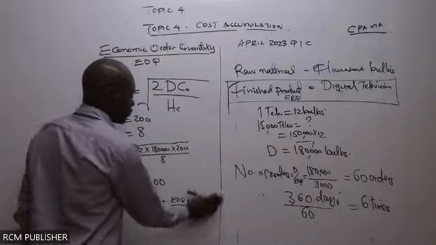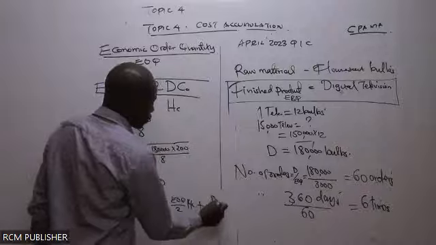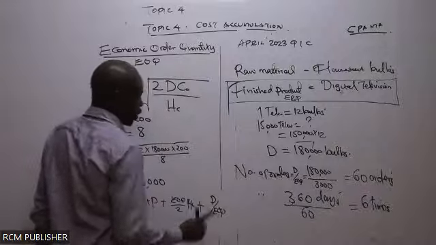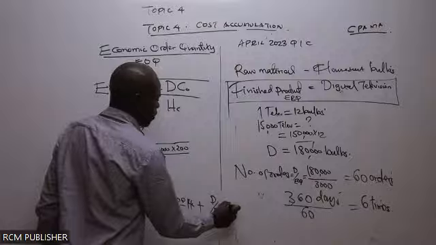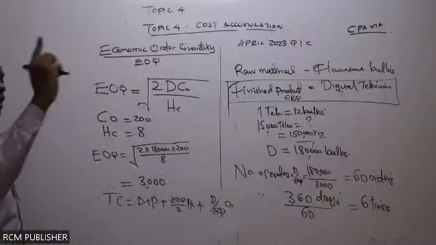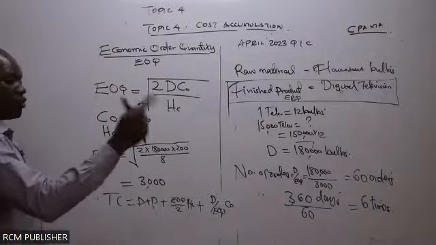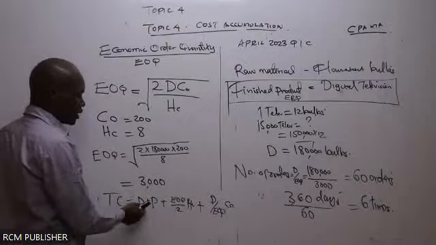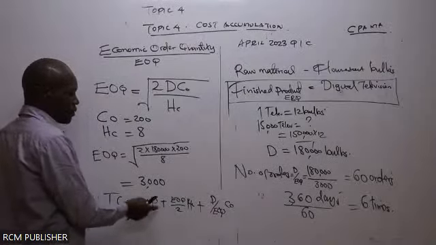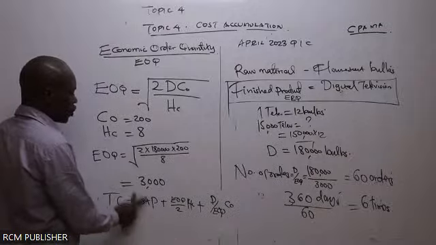Then we add demand over economic order quantity to get number of orders. We multiply by ordering cost. So if the purchase price is not given, we assume that it is 0, and therefore demand times 0. A number times 0 will be 0. So we don't need to have this.